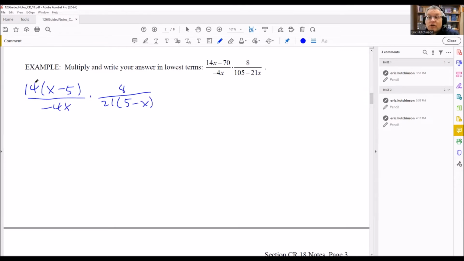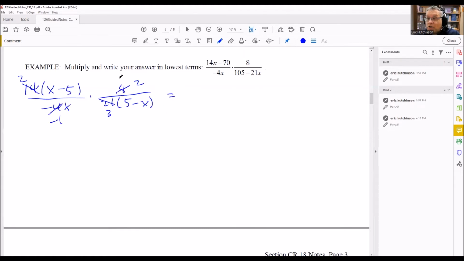Now we're going to work with the numbers to see if we can reduce those. So 14 and 21, both those are divisible by 7. So I'm going to divide the top number by 7, and we'll get 2. Bottom number divided by 7, and we get a 3. Then we can work with the 8 and the 4. So 8 and 4, both those are divisible by 4. So 8 divided by 4 is 2. Negative 4x divided by 4 is negative 1.